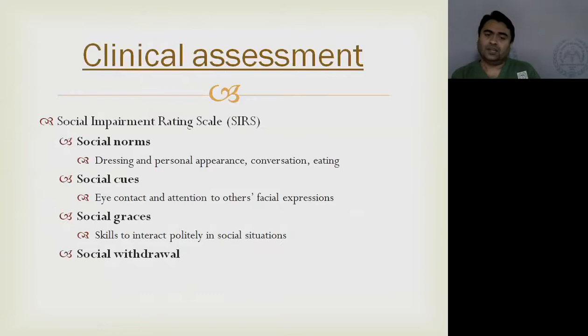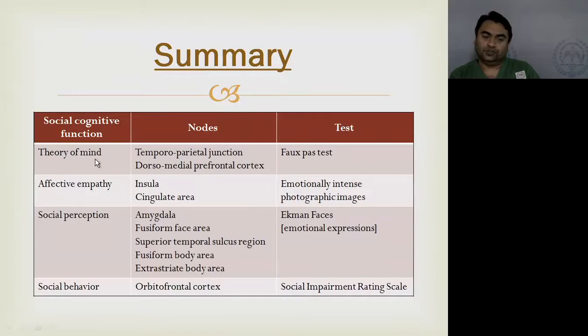Now, what is a clinical assessment? It's Bickert's social impairment rating scale, where they see the social norms like dressing and appearance, social cues like eye contact and understanding facial expressions, social graces, where if they can interact politely in the circumstance, and also social withdrawal. So in summary, the four domains that we talked about: the theory of mind, affective empathy, social perception, and social behavior.